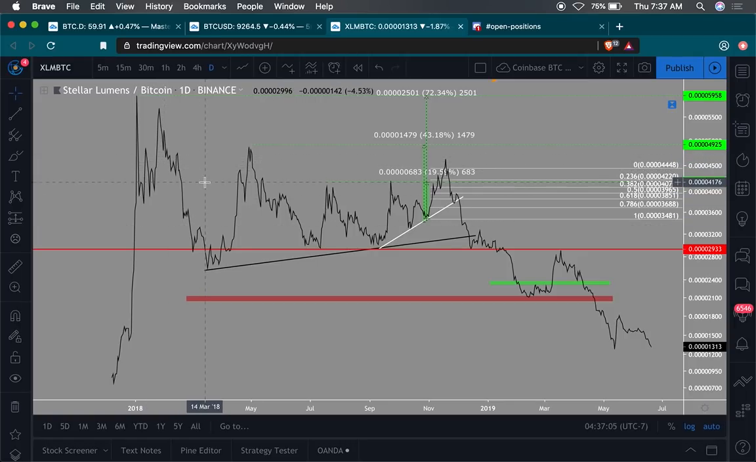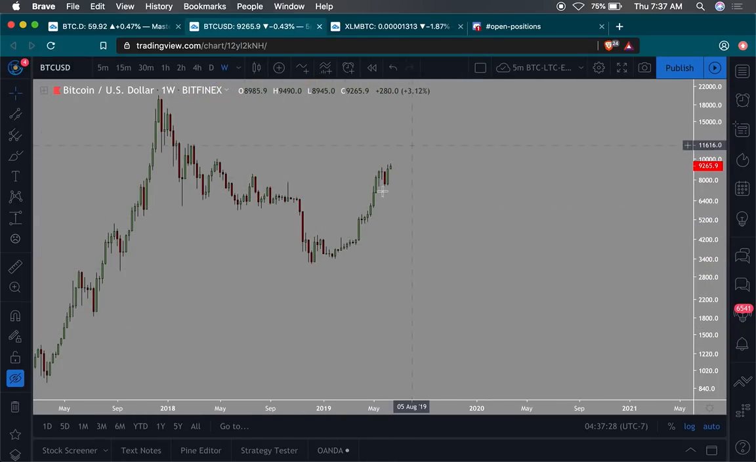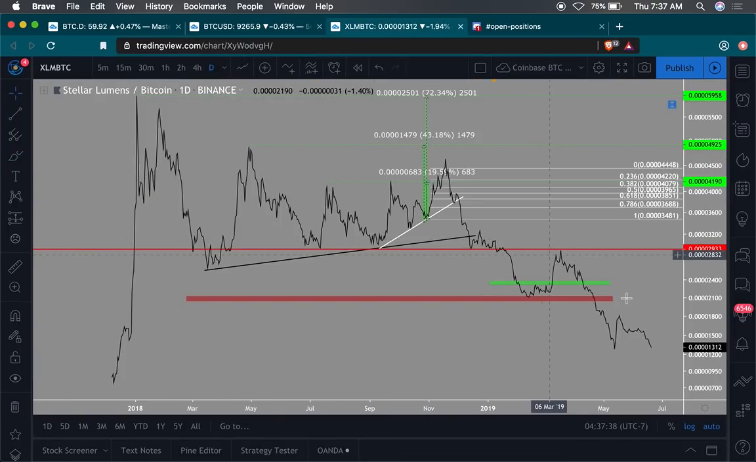Though XLM and some of the other major cryptos, or major altcoins, can only be bought with BTC. So with those pairs suffering so deeply, the only reason they're holding up their US dollar value is because BTC's US dollar value has been trending up, as you can see right here. So what do you think will happen when that US dollar value falls a little bit? That means that this right here will fall even further.